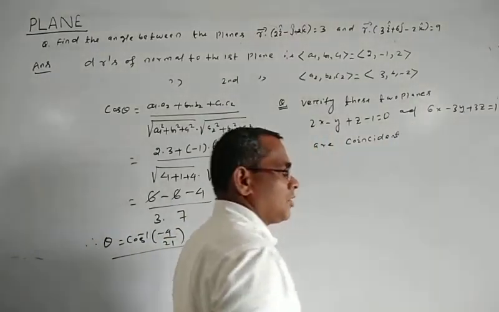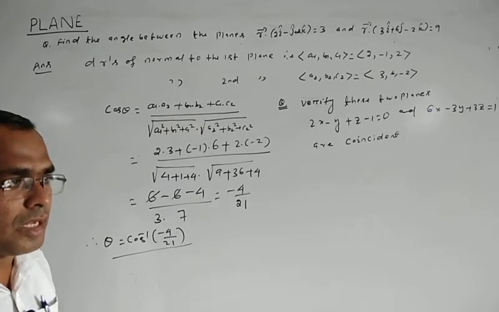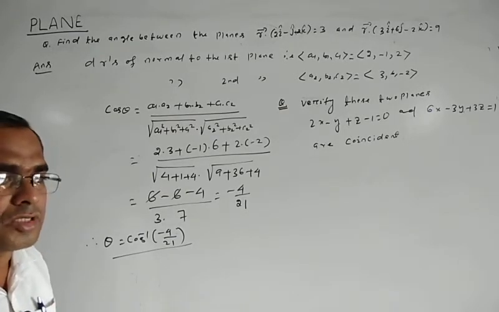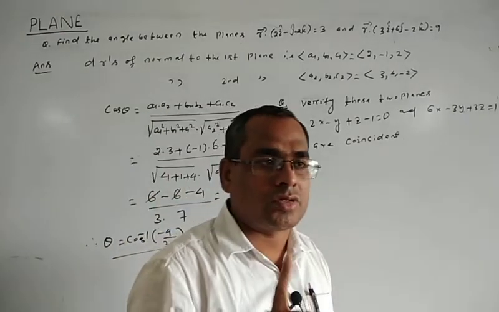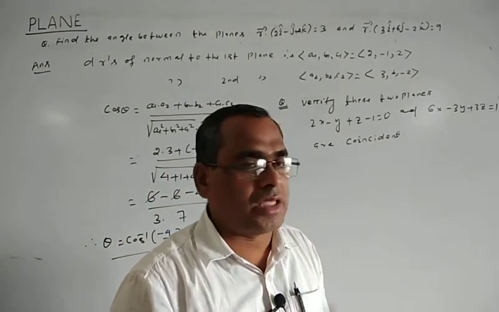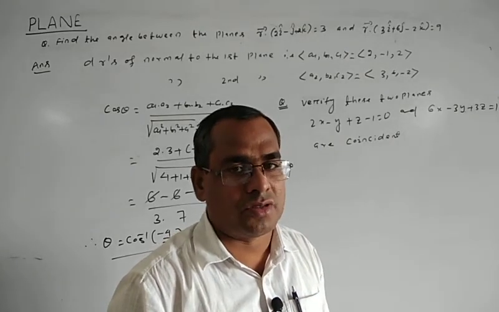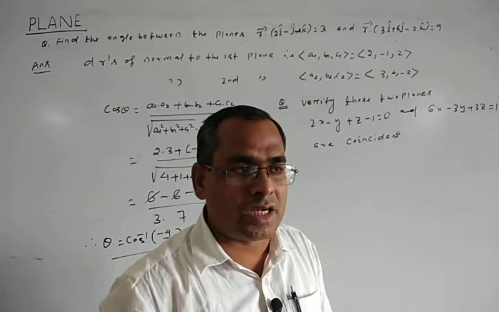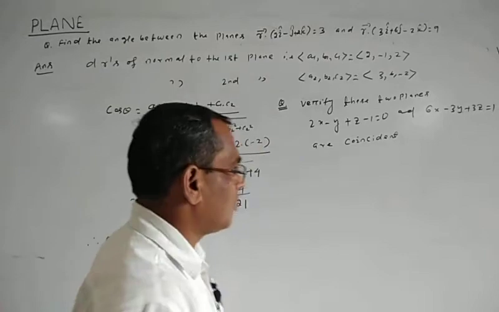We have to verify whether they are coincident. So what is the coincident condition? a1 by a2 is equal to b1 by b2 is equal to c1 by c2 is equal to d1 by d2. So first you make the equation of the plane into general form. In general form the right side term must be 0, because the general form is ax plus by plus cz plus d equal to 0.